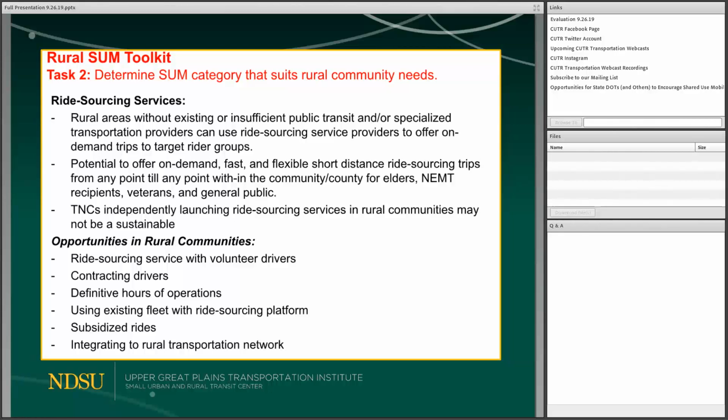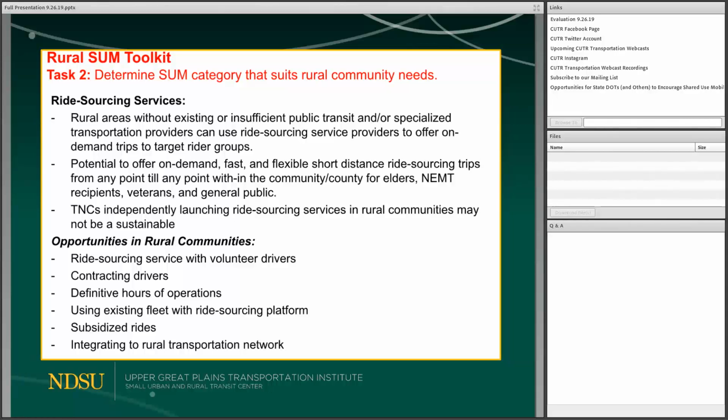As for the challenges in rural communities, some of the opportunities for implementing these services are ride sourcing services with voluntary drivers. A lot of rural communities already have voluntary driver programs, so the program could be tweaked if needed to make it a ride sourcing service. Contracting drivers through interviews and background checks is essential as part of FTA funding, if FTA funds or some other funds are used, and making sure that the ride sourcing service is available during defined hours of operation.